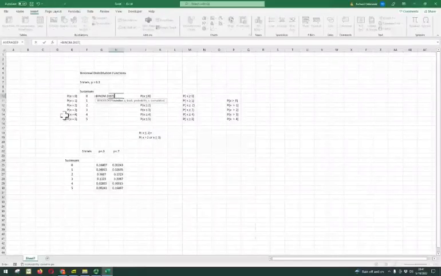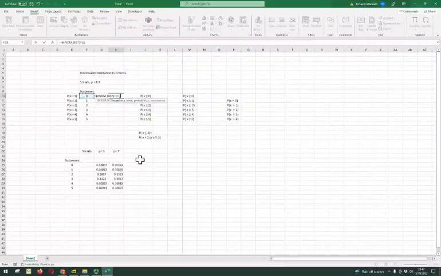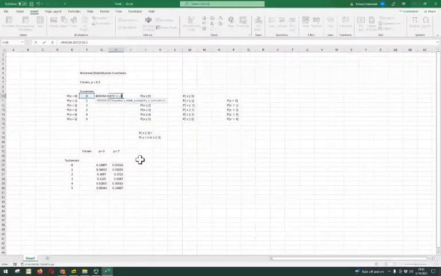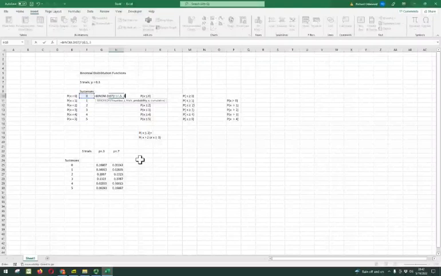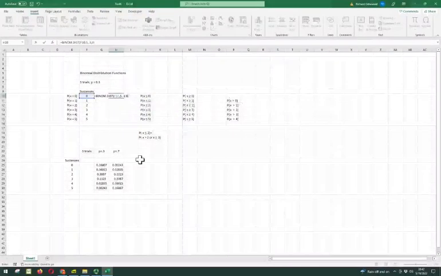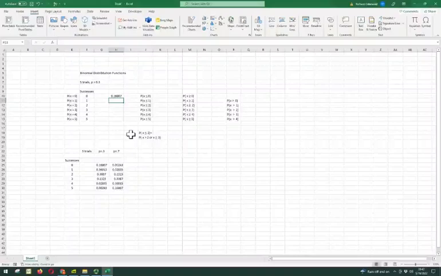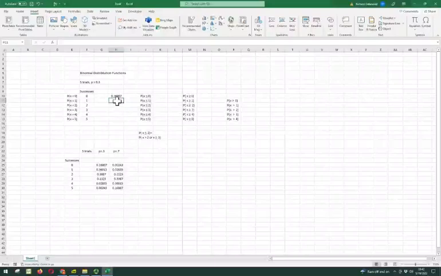BINOM.DIST, we have exactly 0 successes, 5 trials. The probability of success is 0.3, and these are individual, so I don't want it to be cumulative. And the probability of exactly 0 successes in 5 trials is 0.16807.